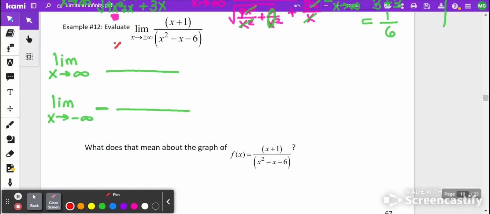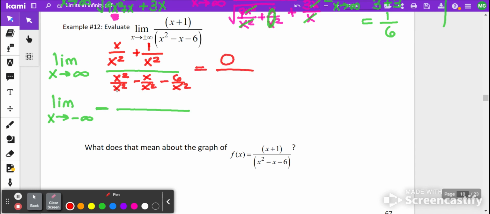So we will have x over x squared plus 1 over x squared. And our denominator will be x squared over x squared minus x over x squared minus 6 over x squared. Let's do this one first. We get 0 plus 0, which will be 0, over 1 minus 0, which means that this approaches 0.